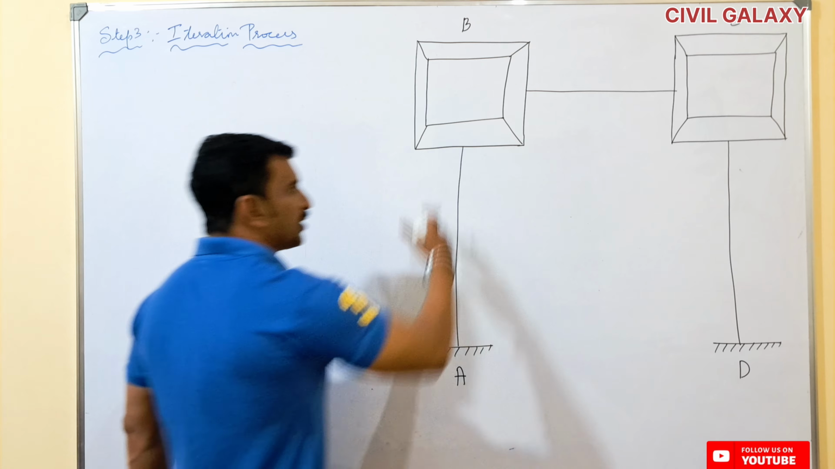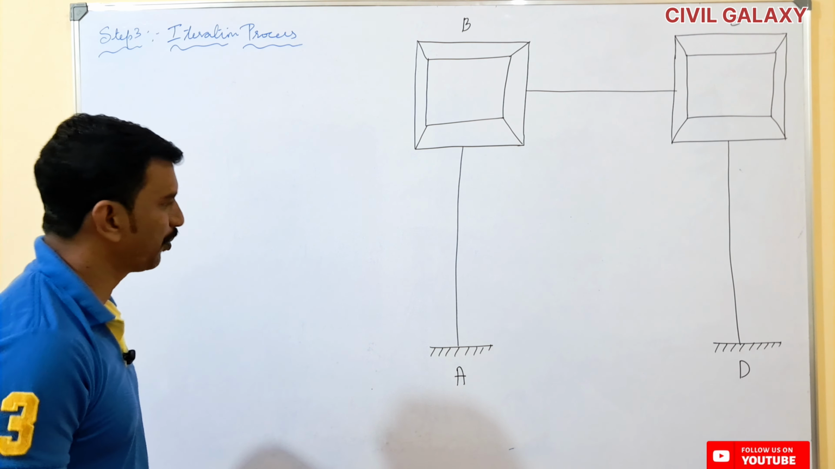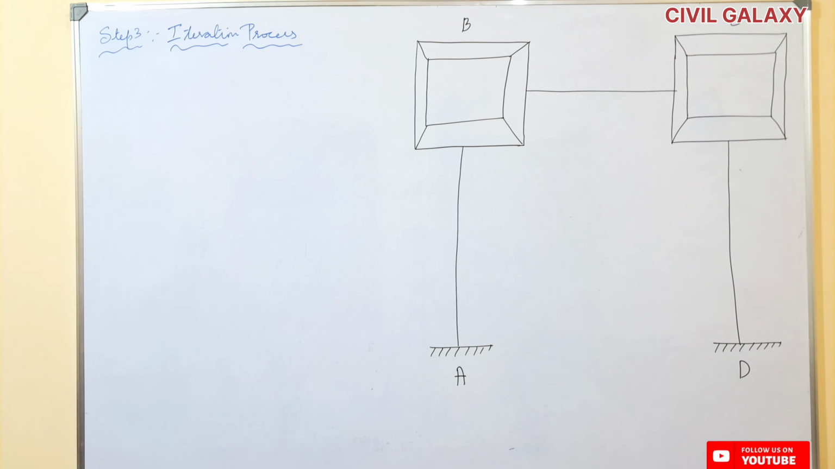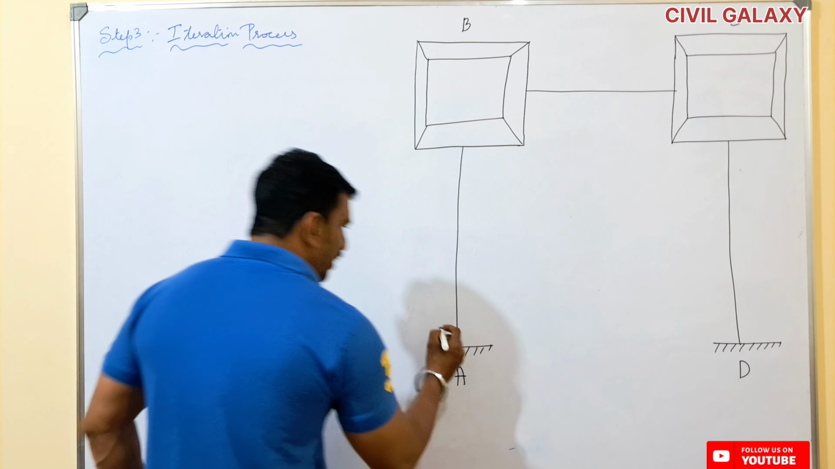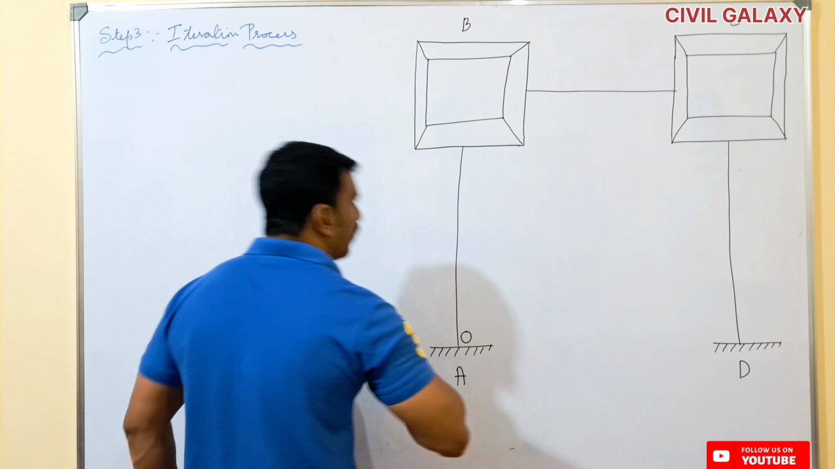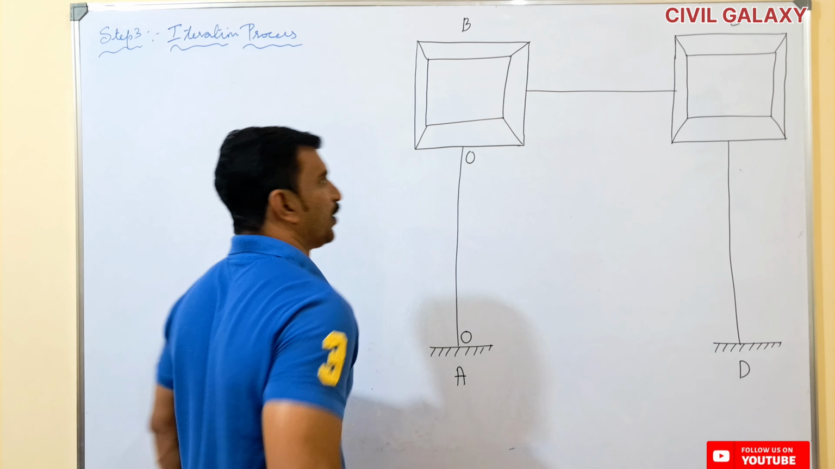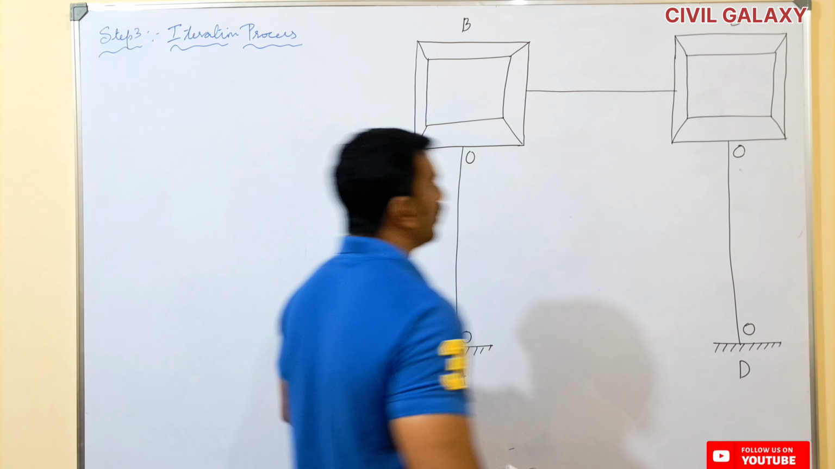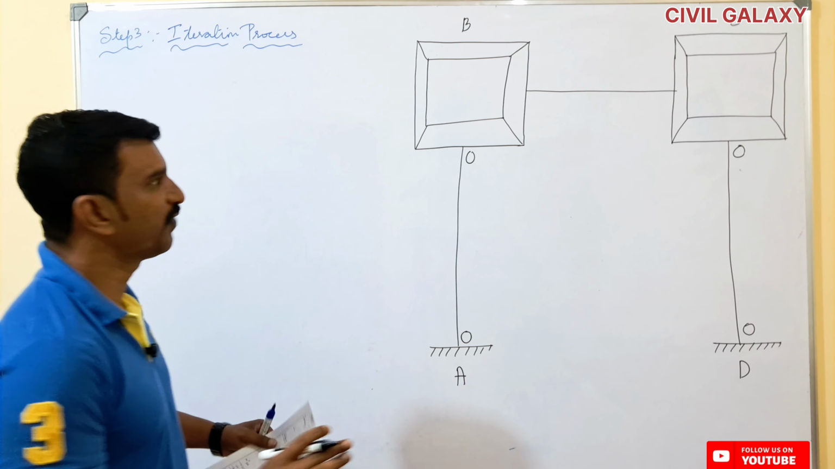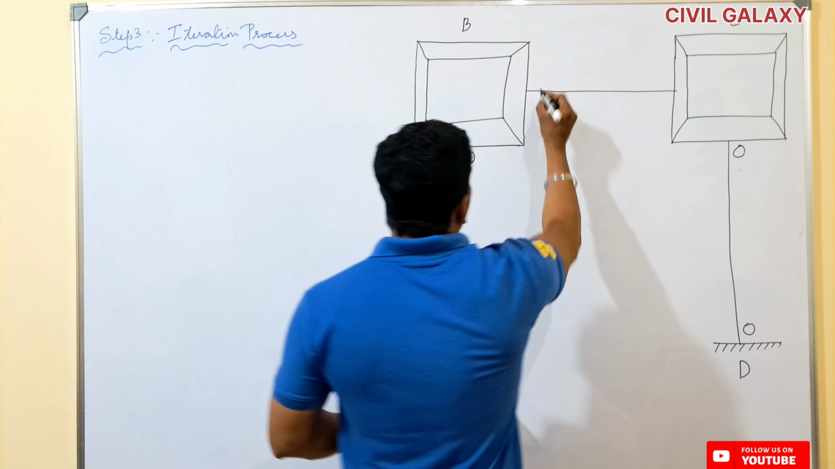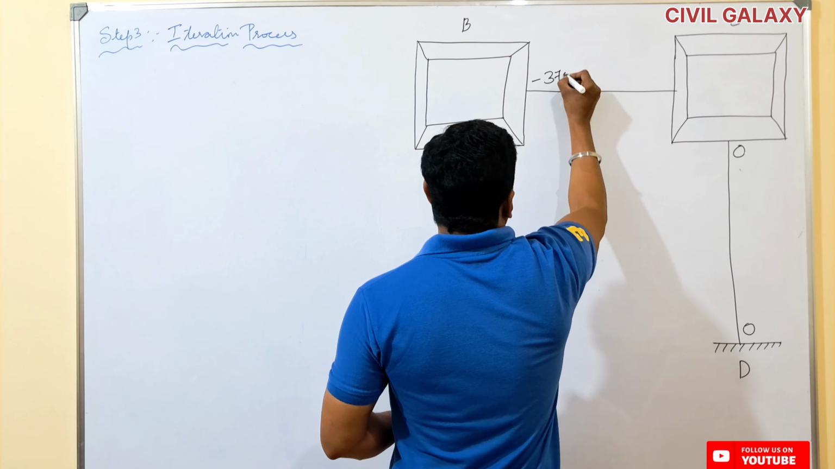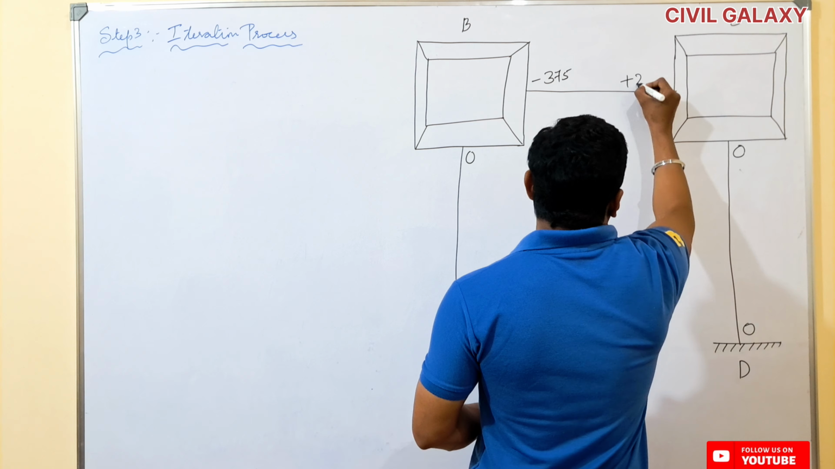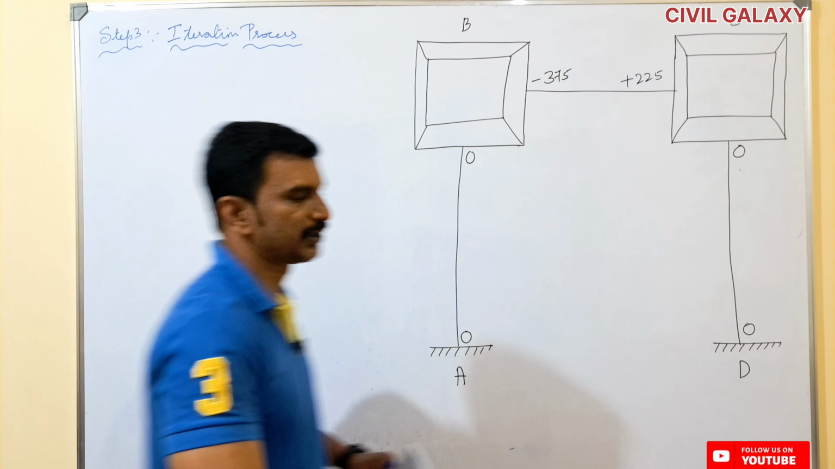What we have to do in this Kani's table is represent the fixed end moment whatever we have calculated in the first step. So the fixed end moment from A to B, we know it was 0. From B to A also it is 0. C to D it is 0 and D to C also it is 0. So we are getting fixed end moment from B to C, the value we have got, that is minus 375 kilonewton meter, and from C to D we had got a value of plus 225 kilonewton meters.